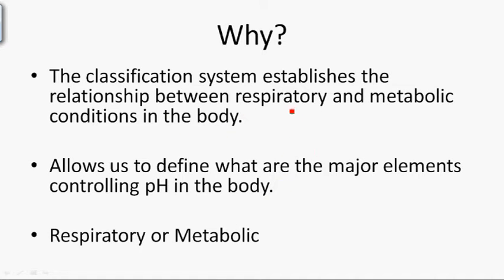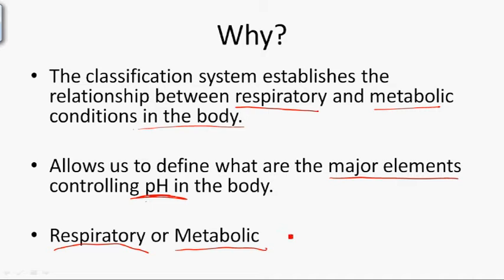A little bit of background about why we do this: we're looking to establish the association between the respiratory and the metabolic systems of the body. We know that they want to control pH in the body, and that is what we're going to look at with our arterial blood gas and try to define what's happening. Classifying these allows us to identify the major elements that are controlling pH within the body. And of course, that's the respiratory system, which is your breathing, which controls your CO2, and your metabolic system, which is mostly your kidneys that are going to retain or excrete hydrogen ions or bicarbonate. So let's take a look at this.